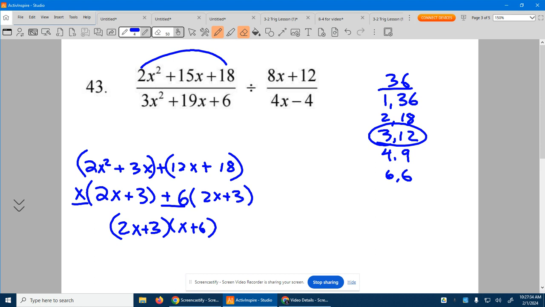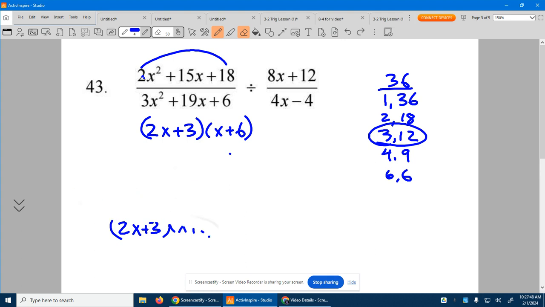So this top right here is nothing more than a 2x plus 3 times an x plus 6. That's what he factors to. So let's erase that now. We showed our work. Now we need to mess with this guy.